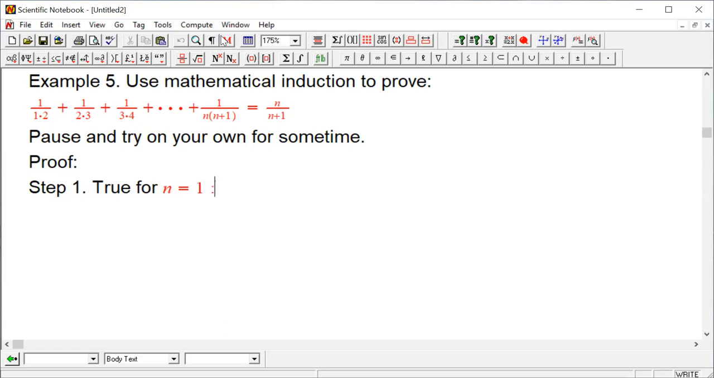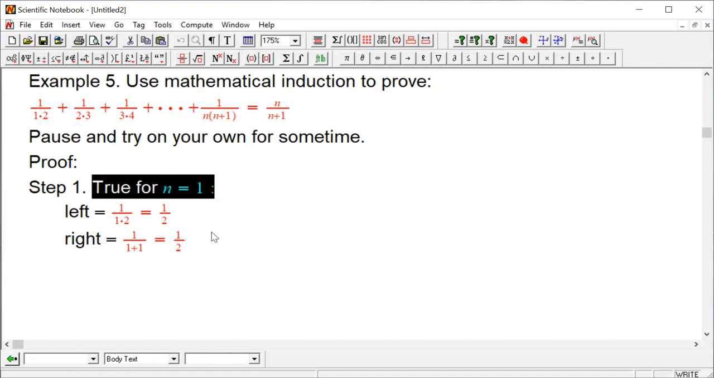Okay, so we look at the left. The left, of course, only has one term when n equals 1, and that equals a half. On the right-hand side, we substitute n equals 1, and it is also equal to 1/2. So left equals right when n equals 1. So it is true for n equals 1.